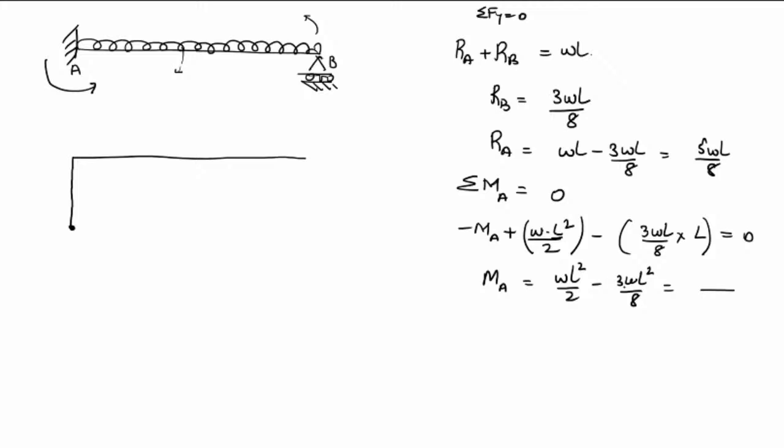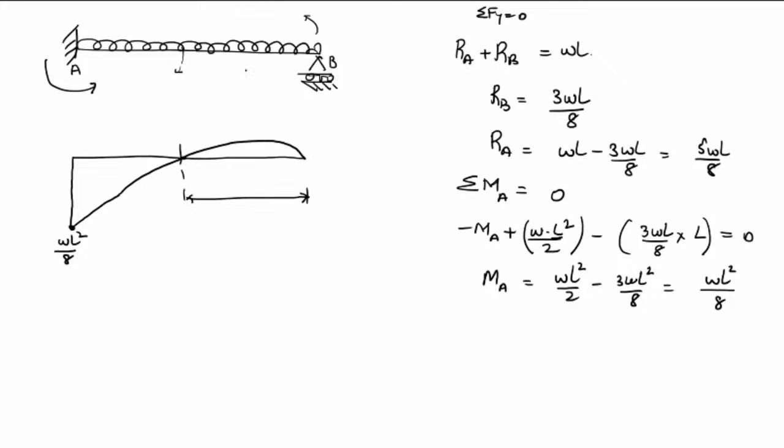So 1 by 2 minus 3 by 8 is 1 by 8, so this will be WL square by 8. The variation is going to cross the 0 line. Somewhere here you will get bending moment equal to 0. In a propped cantilever, you will definitely get a point of contraflexion.